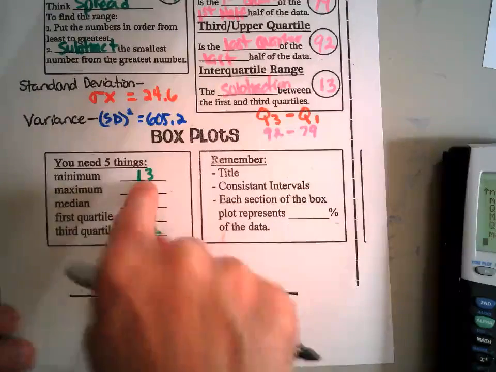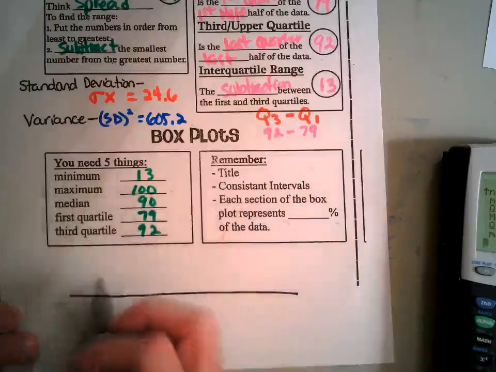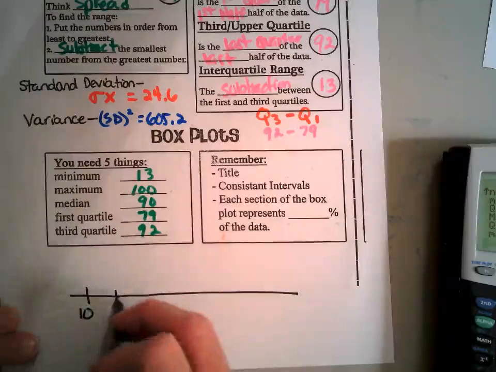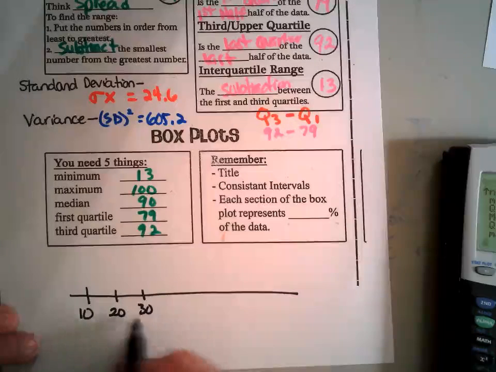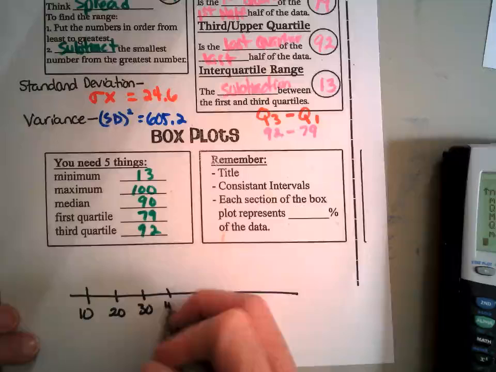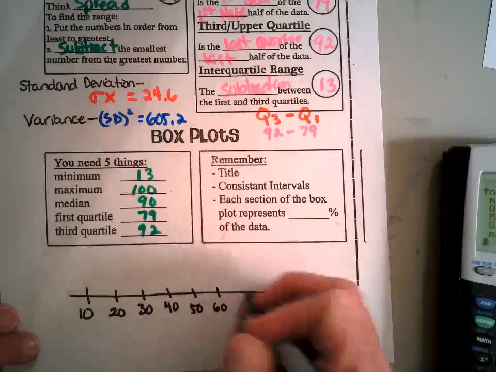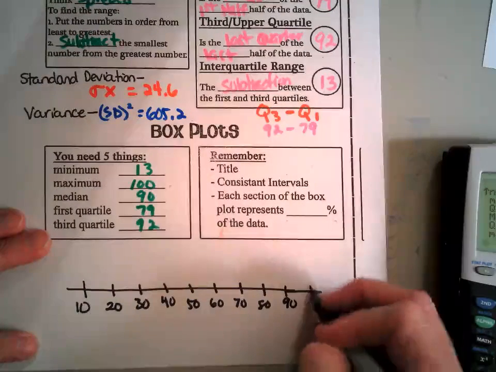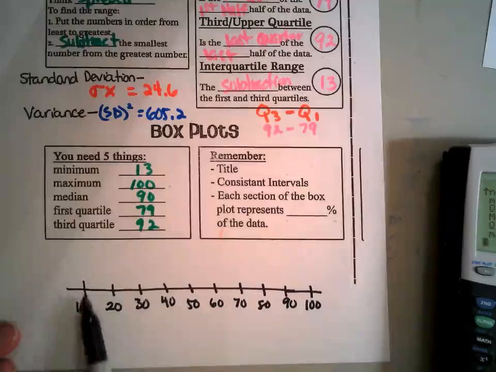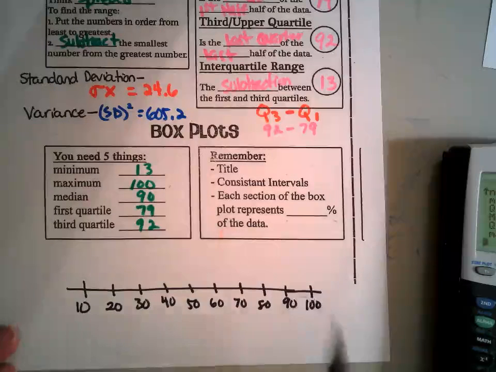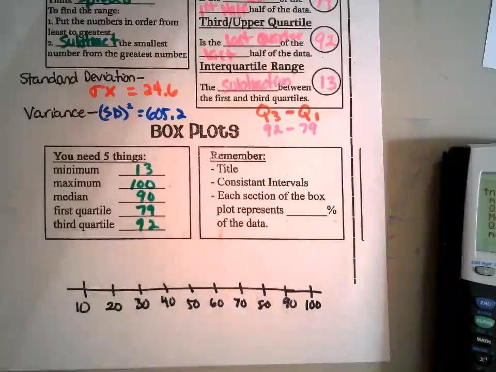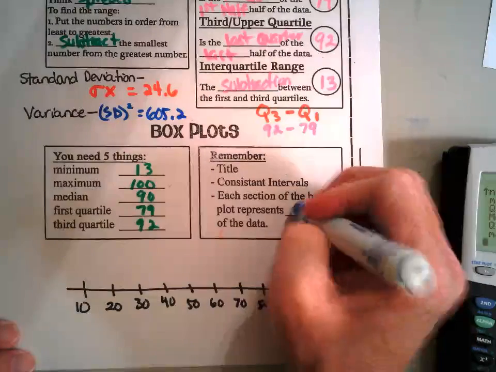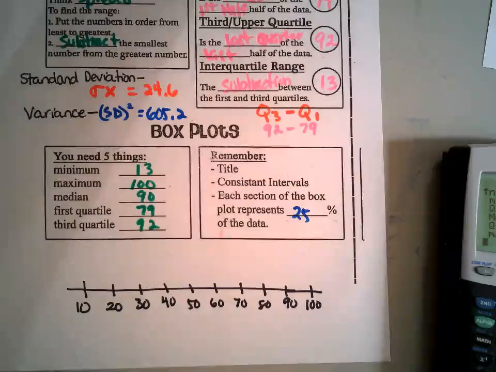When we look at this, I've got 13 and I'm going up to 100. So I can go 10, 20, 30. These are even, consistent intervals. 40, 50, 60, 70, 80, 90, and 100. We want to make sure that these little dashes are as evenly distributed as possible. Each section of the box is going to represent 25% of the data. They're quartiles, quarters.